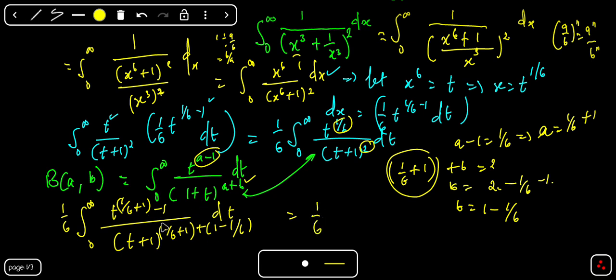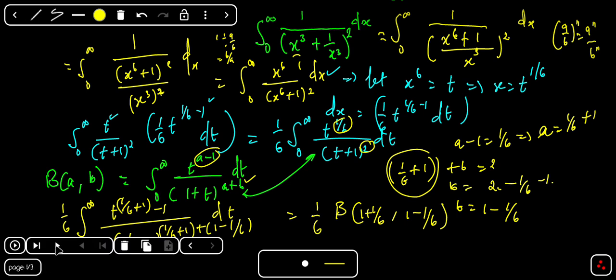So this is in the form of the beta function now. Since we have the value of a, which is 1 over 6 plus 1, and the value of b, which is 1 minus 1 over 6, we have beta of 1 plus 1 over 6, comma, 1 minus 1 over 6. All right, so that is what we have. Let's simplify this completely, so let's go to a new page. So we have 1 over 6, beta of 1 plus 1 over 6, comma, 1 minus 1 over 6. Let me quickly remind us the definition of the beta function in terms of the gamma function.